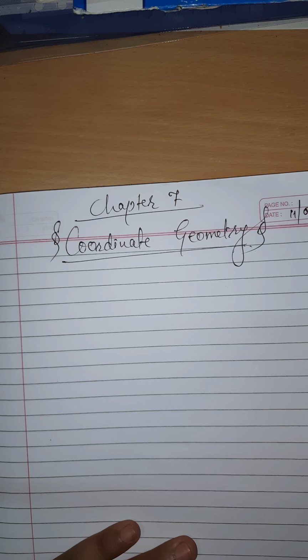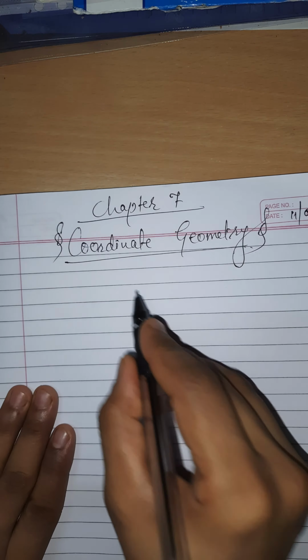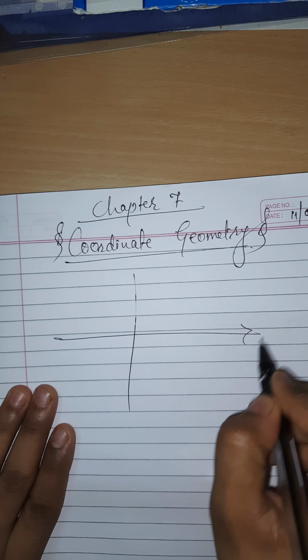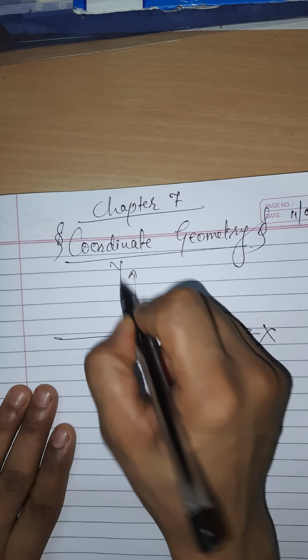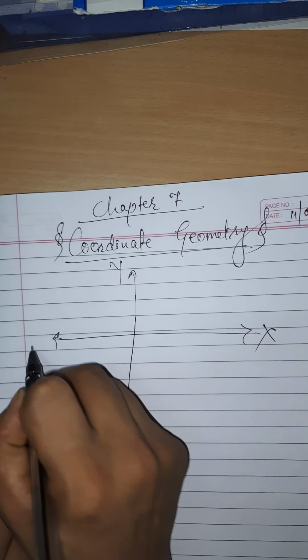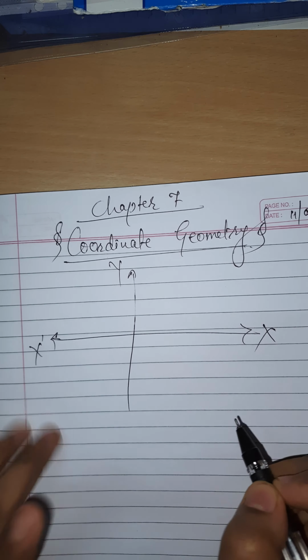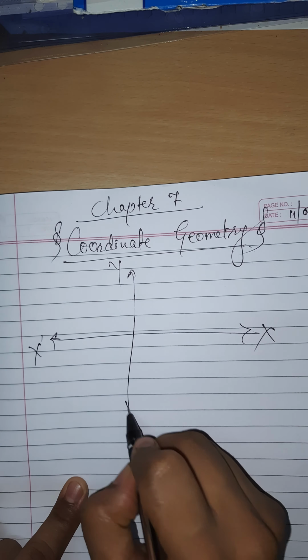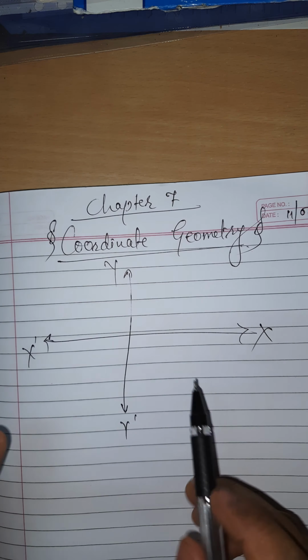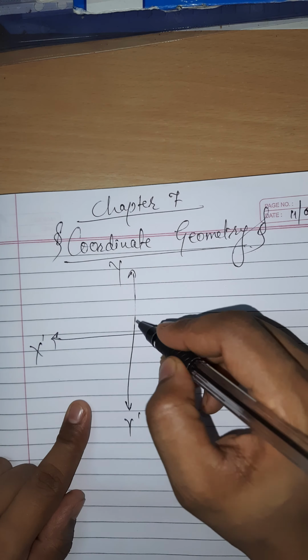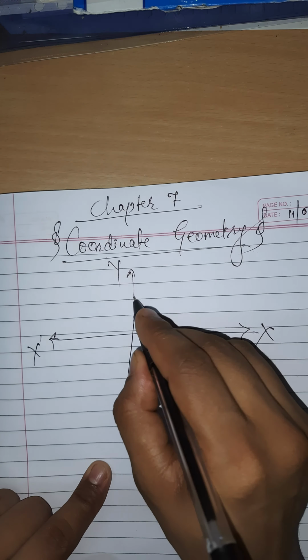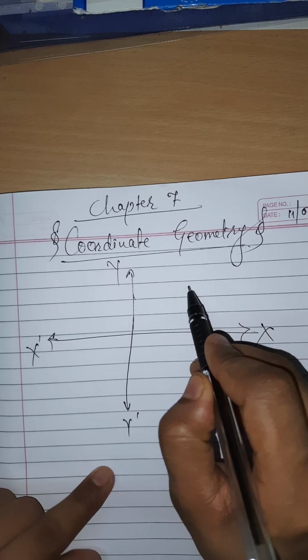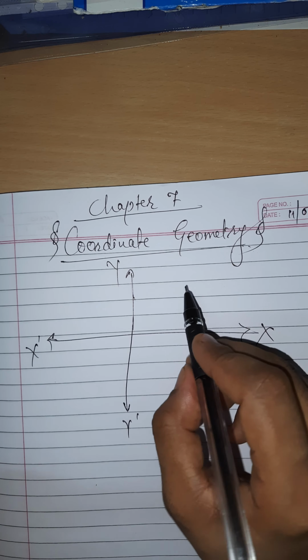In class 9 you have studied that to locate the position of a point on a plane we require a pair of coordinate axes. It's a plane and there are two axes called x-axis and y-axis. This is positive x-axis and this is negative x-axis, and this is positive y-axis and negative y-axis. These two axes divide the whole plane into four parts and each part is known as a quadrant.